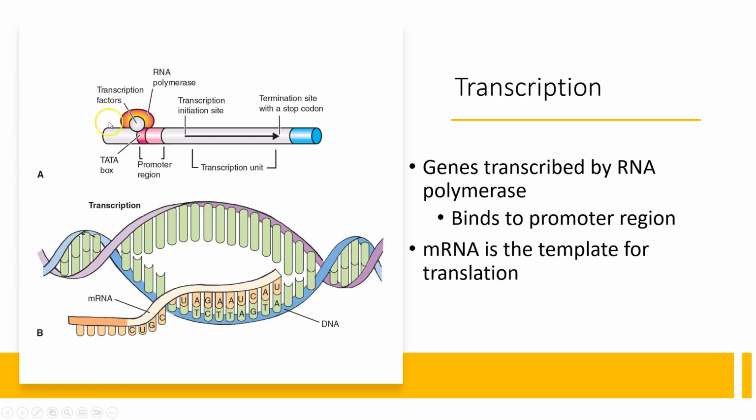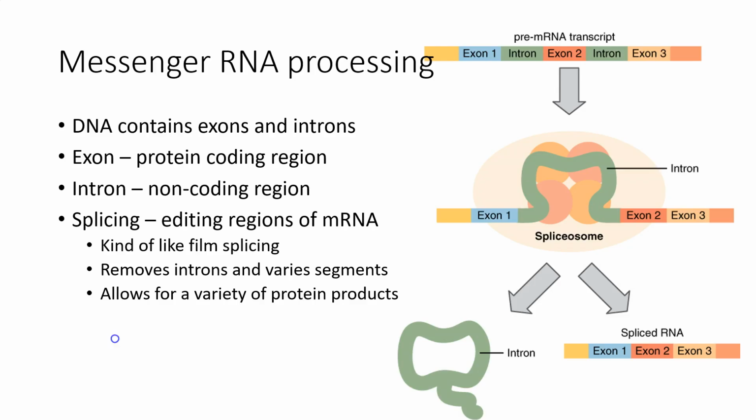So in transcription, we have an enzyme called RNA polymerase that binds with the transcription factor that will then start creating a complementary copy of that gene in messenger RNA form. But remember that our DNA includes both exons, which are areas that code for a gene, and introns, which are non-coding regions. And so when we first make that messenger RNA transcript, it will include both exons and introns.